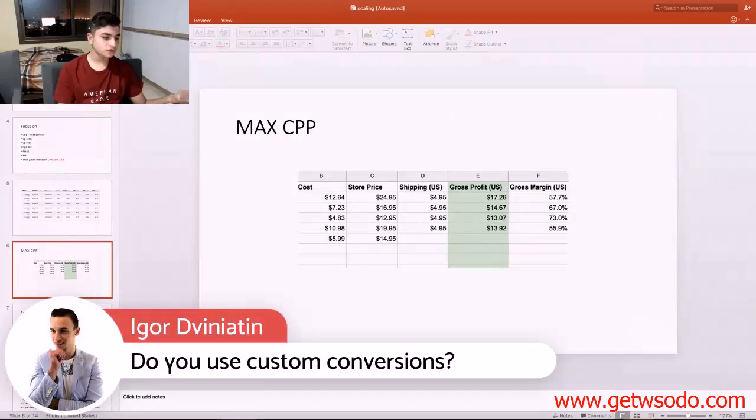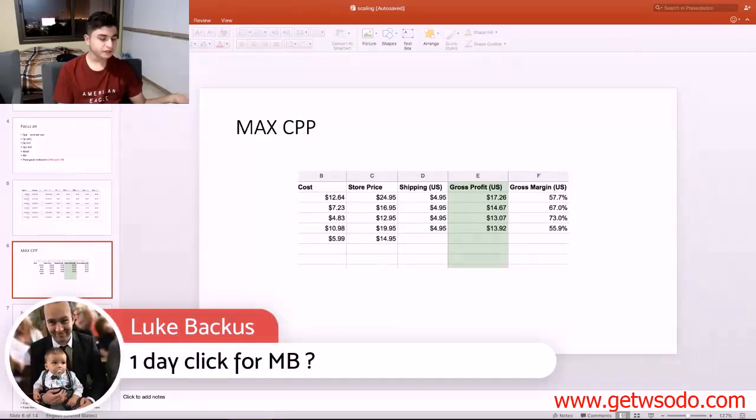Do you use custom conversion? No, just the normal pixel. Website conversion purchase. One day click for auto, one day click for manual, one day click for everything.